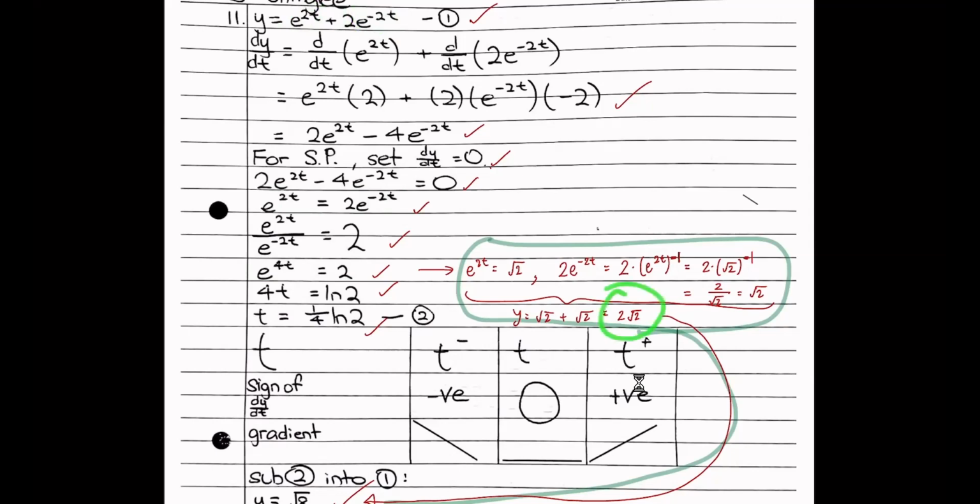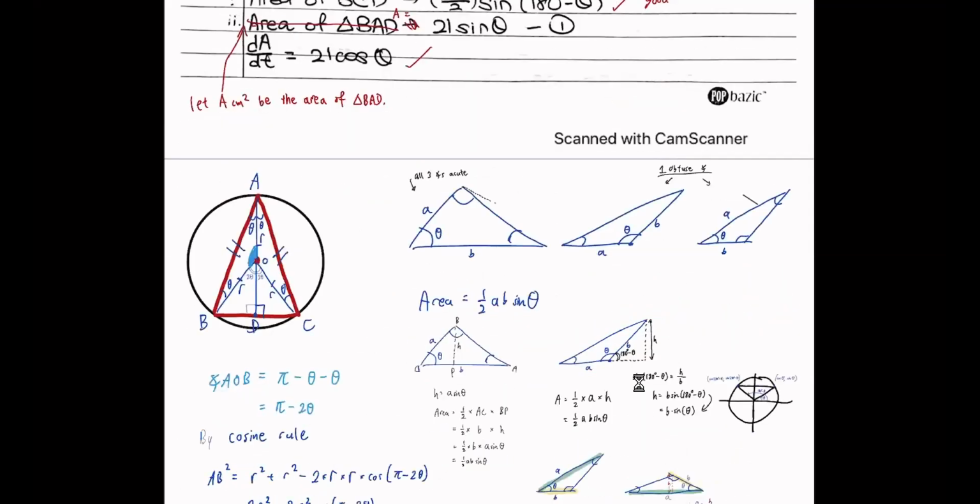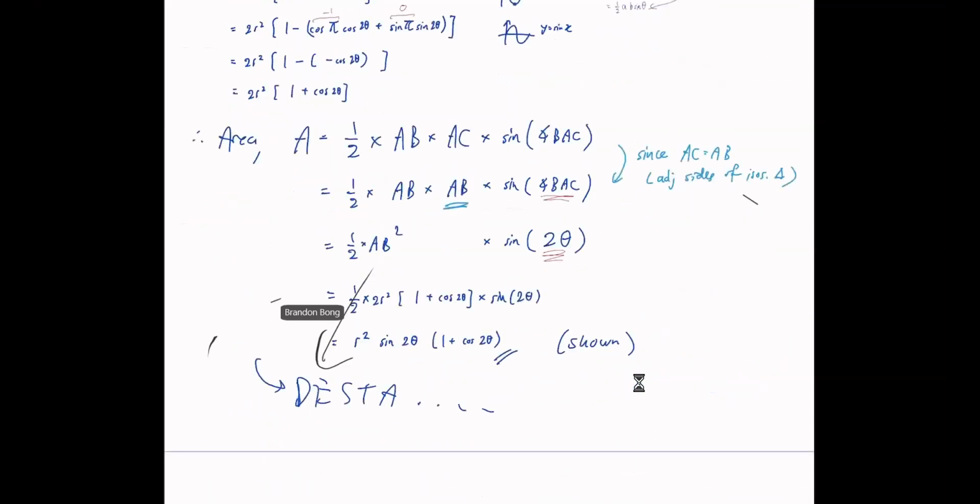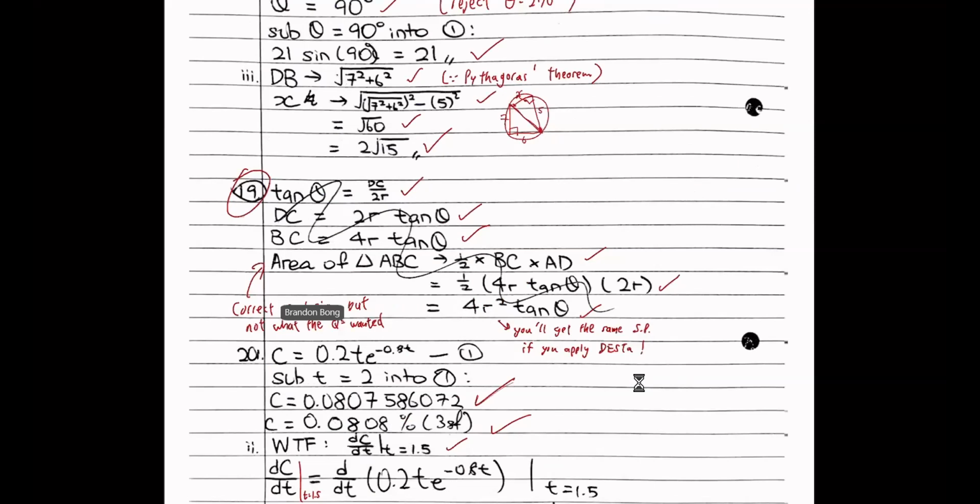Okay, but 19 is it? Oh, what about this one? 18. 18 as well, right? This guy. Question 18. Was it 18? Maybe I got it wrong. This one is for 19. Oh, it's for 19. Oh, right.